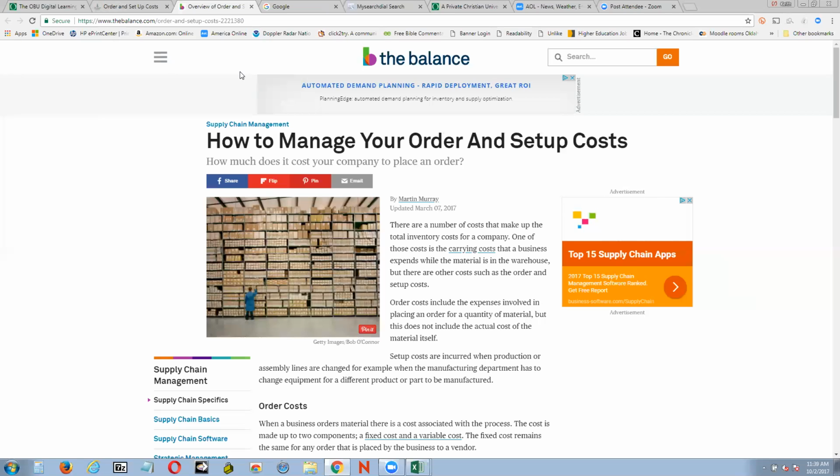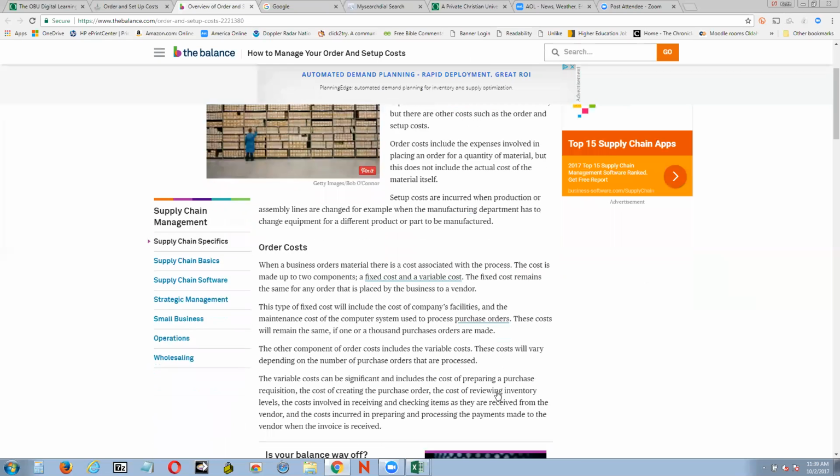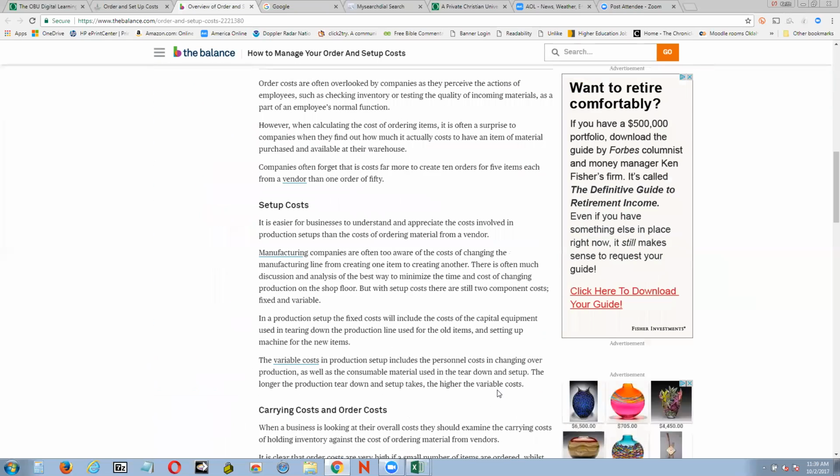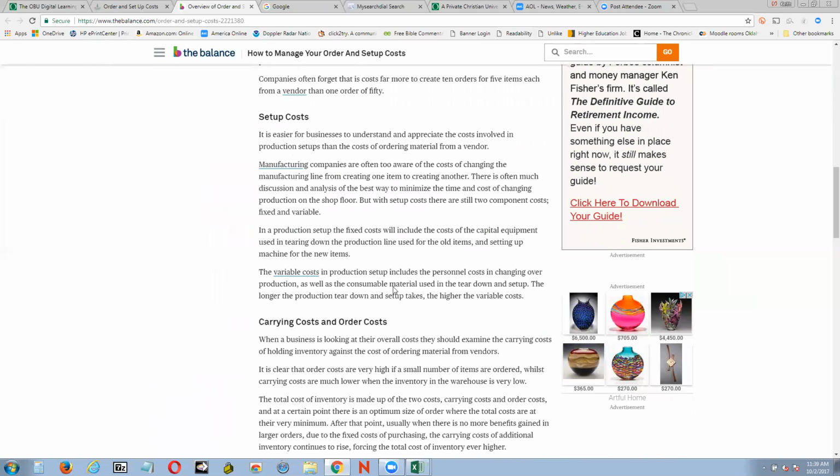And again, you have to remember, when you work with a model like this, order and setup costs, so you're going to assume, okay, the order and setup cost is your total cost, okay? And he talks about the carrying costs, okay? That's the cost of having the stuff on site and setup.